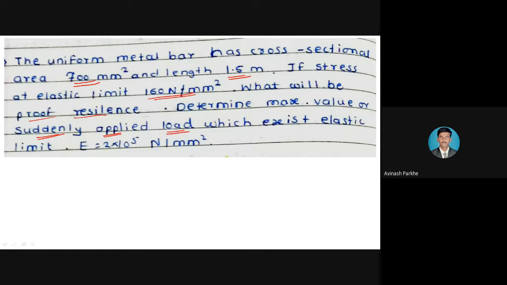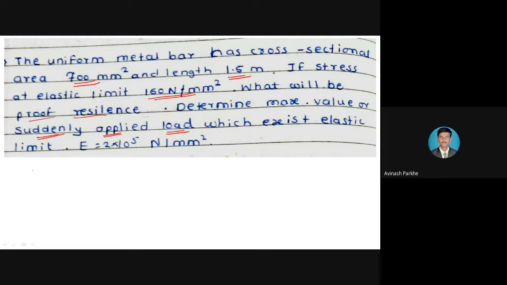In the previous two problems, the load value was given to you, and from that load value we had to calculate the stresses induced in the bar. But here, it is exactly the opposite. The stress induced in the section is given, and we have to calculate how much suddenly applied load is acting on the body. So this is the statement in front of you.